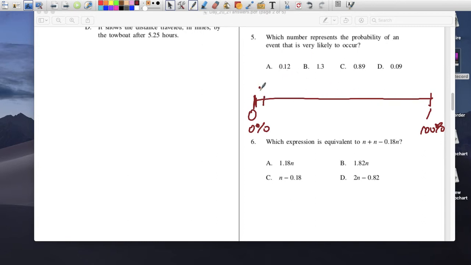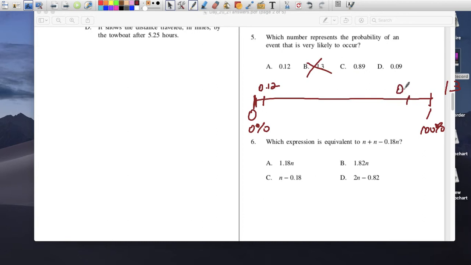0.12 will be about here. 1.3 will be way out here, right? 100% is for sure. So for 1.3, there's no point of writing 1.3. We're not looking for something that's more than 100%, more than certain. So that's not even a consideration.